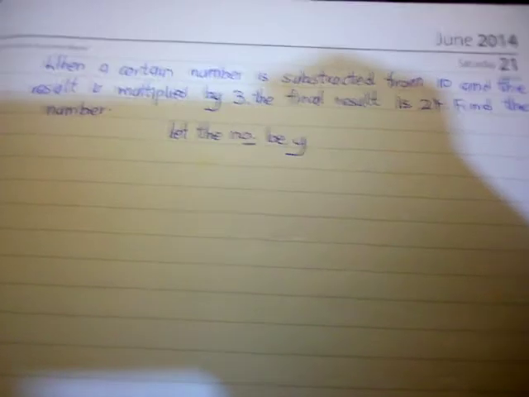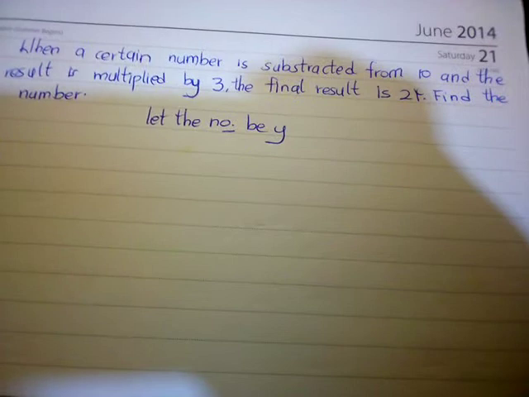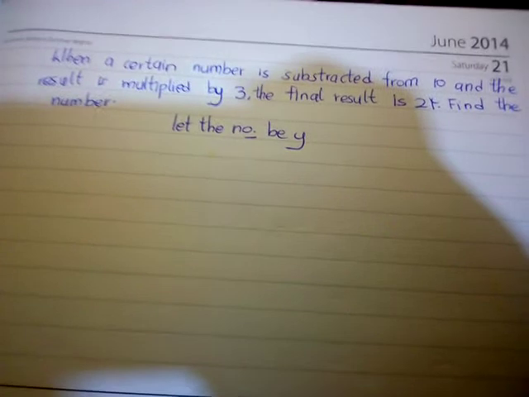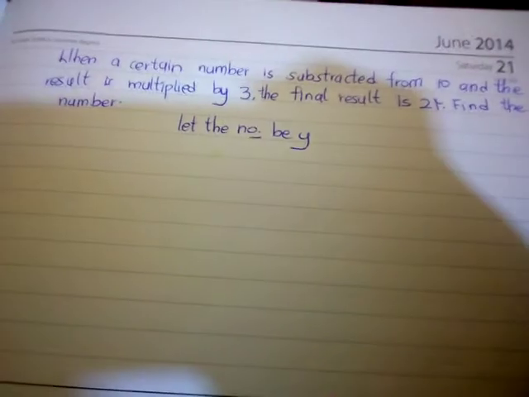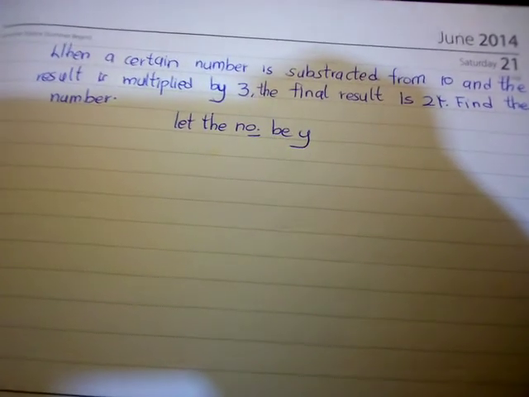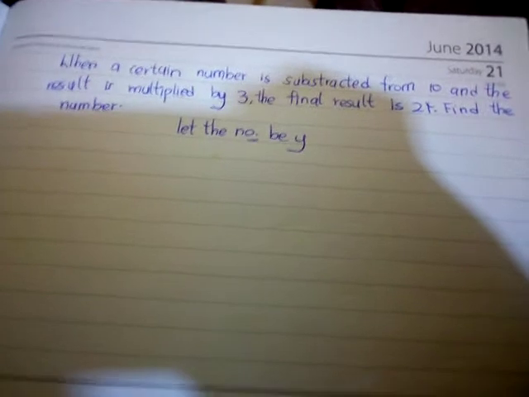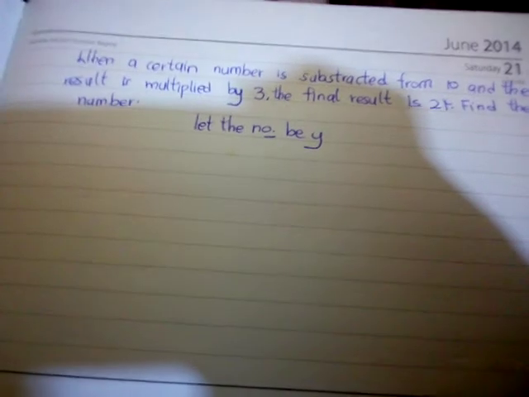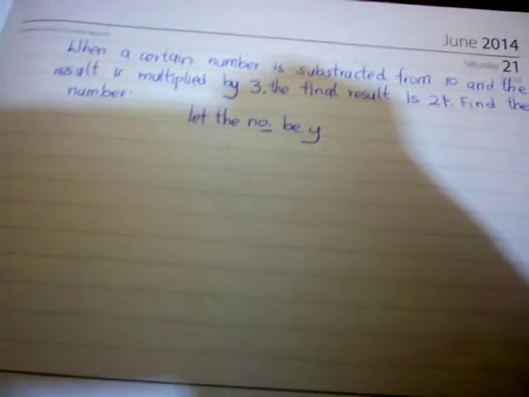So this is another example. When a certain number is subtracted from 10 and the result is multiplied by 3, the final result is 24. Find the number. And we say let the number be y, because you remember I said very well that the number can be any variable at all. It doesn't necessarily have to be x. It can be a, b, c, d, e, or anything. So that's why I decided to make this variable y. We're going to use y to represent it.